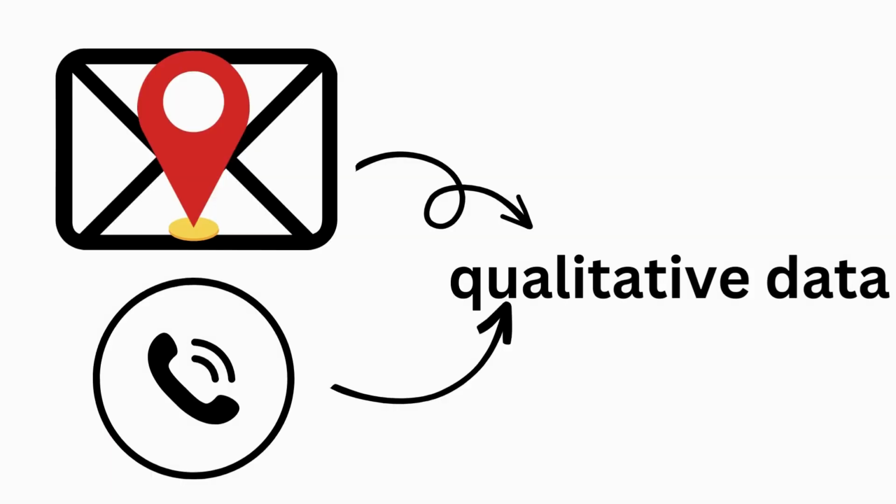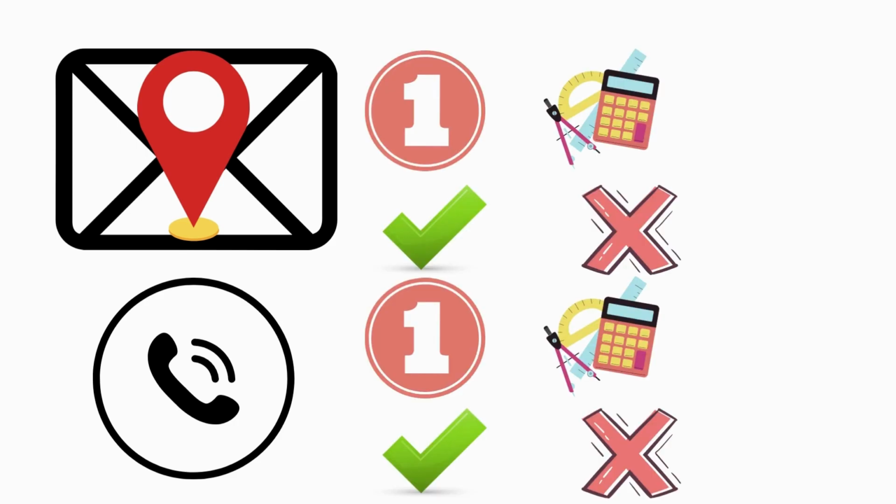So don't be surprised if I tell you that postal code and phone number are qualitative data. Yes, they are numerical values, but they cannot be applied to mathematical operations. So they are qualitative data.